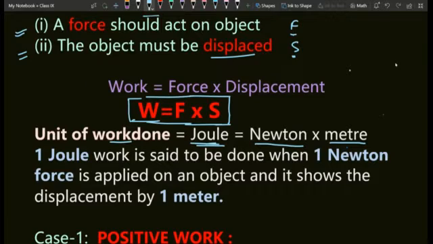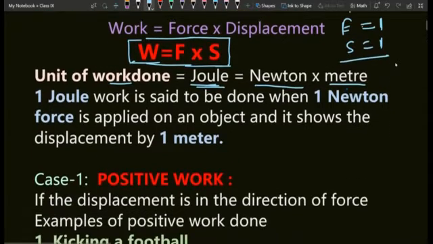Now, how can we define 1 joule of work? You see, if you place the value F is equal to 1 and S is equal to 1, you will get W is equal to 1. So this is how you define 1 joule of work. 1 joule of work is said to be done when 1 Newton of force is applied on an object and it shows a displacement of 1 meter. Then 1 joule of work is done.